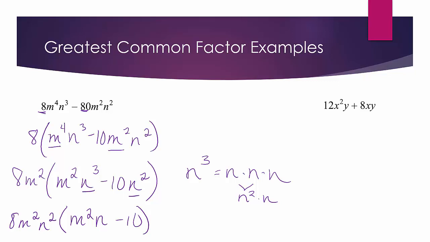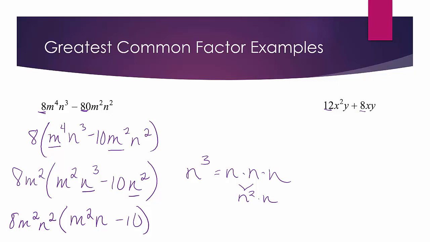So one more example. We've got 12x squared y plus 8xy. So let's pull out the numbers that we know. We got 8 and 12. Now, this one is not as simple as the other ones. So let's figure out what our greatest common factor is between 12 and 8.